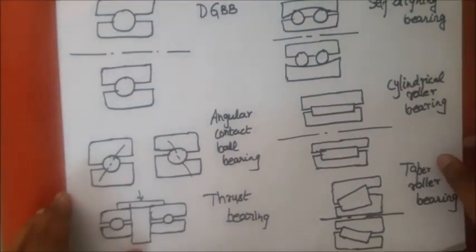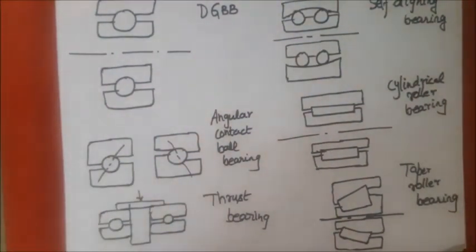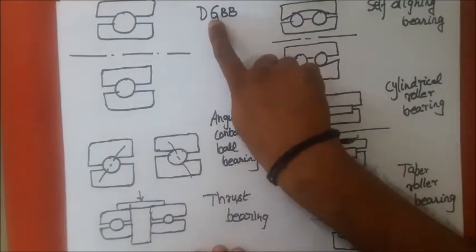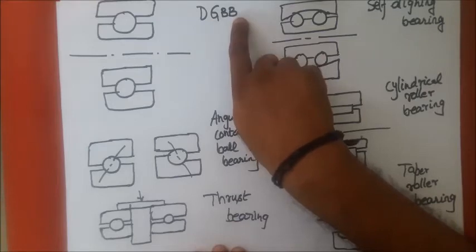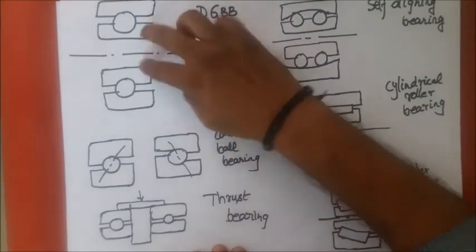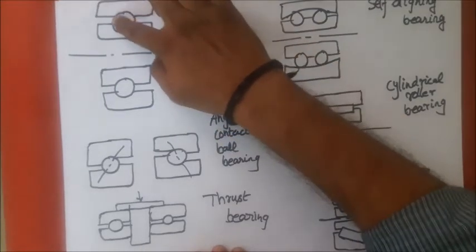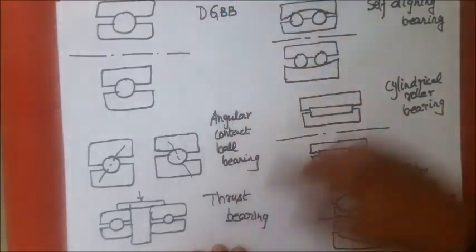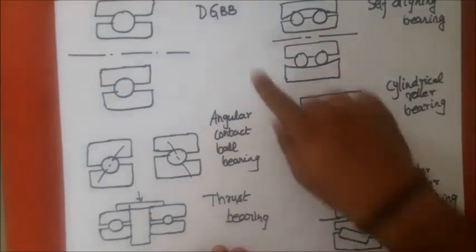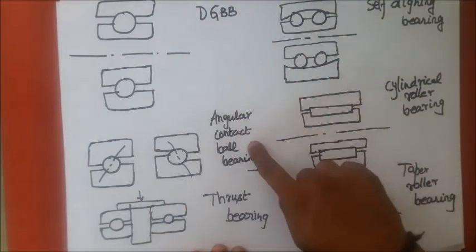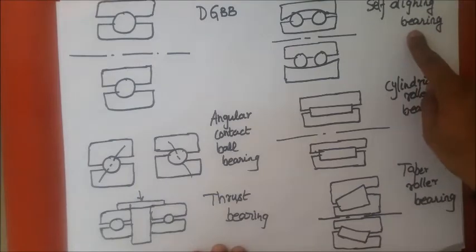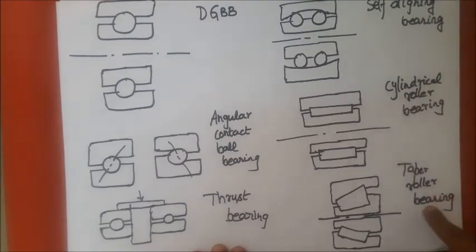Now these are the basic parts of the bearings. Suppose this is a DGBB, as we call it in industry, that is deep groove ball bearing. It consists of the inner race, outer race, balls and the cages to hold them. Now these are the basic types of bearing, the most important types which we use in our day-to-day life. This is deep groove ball bearing, this is angular contact ball bearing, this is thrust bearing, this is self-aligning bearing, this is cylindrical roller bearing, this is taper bearing.